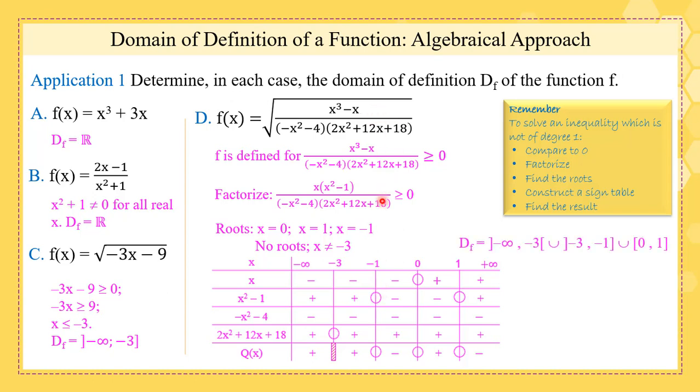We need it to be greater than or equal to 0, so we have to choose negative infinity, negative 3, union, negative 3, negative 1, union, 0, 1, and it should be closed at both boundaries of 0, 1.